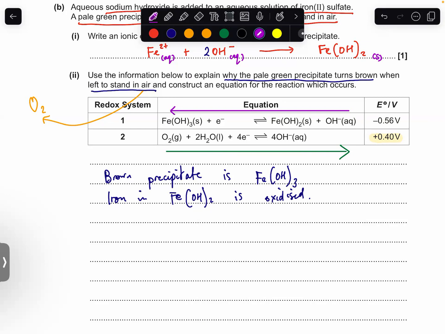So let's have a look. You've got iron 2 hydroxide. It's going to react with hydroxide ions. It's going to oxidize the iron and it loses an electron, whilst oxygen is reacting with water and is gaining the electrons from the oxidation to give you hydroxide ions. And you've got your reaction happening there.